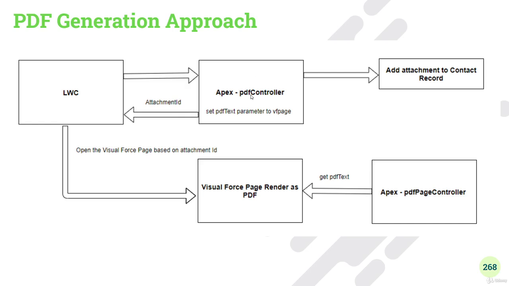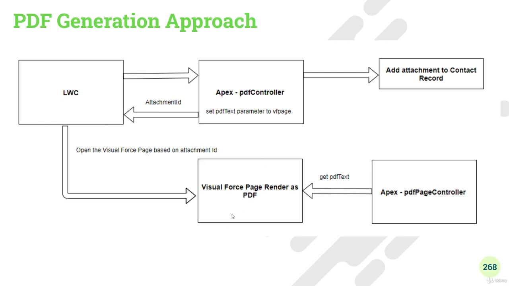For this demo, we are using the contact record. This PDF controller will catch the record ID as well as the content of the PDF, and it will store that PDF as an attachment of the contact record, and the content of the PDF will be stored in a PDF text parameter for the Visualforce page. In this demo, we're going to render the HTML of our LWC in the Visualforce page.